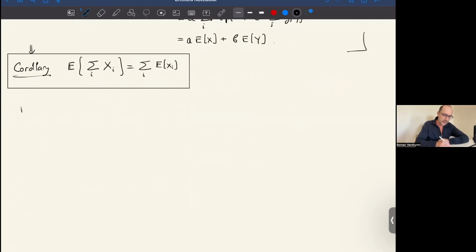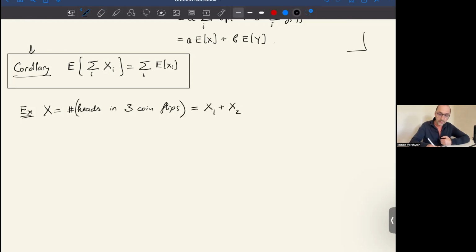Let's revisit the example where we flip the coin 3 times and a random variable X is the number of heads. Let's represent X, the number of heads, as a sum of 3 random variables, where X1 is the number of heads in the first flip.